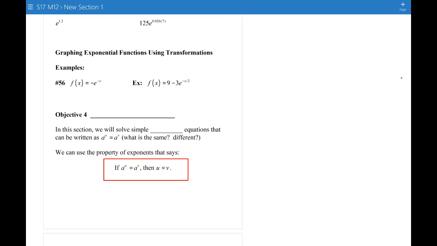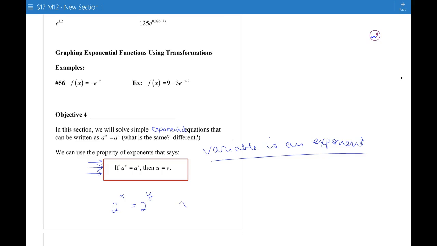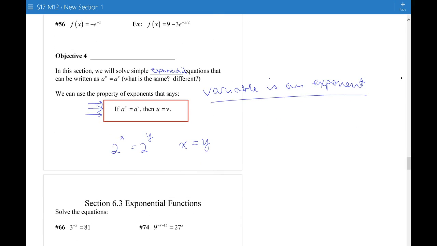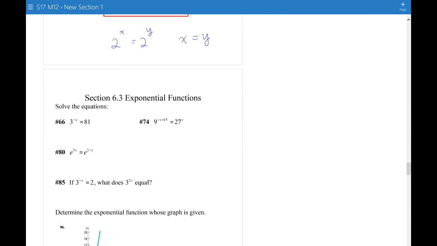And then let's solve some simple exponential equations. The thing that makes them an exponential equation is the variable is an exponent. There's a property of exponents that seems pretty logical: if I have 2^x equals 2^y, then it makes sense that x would equal y, right? So if we can figure out a way to write our problem with the same base a, then we can say the exponents have to be equal. That's kind of the trick here.